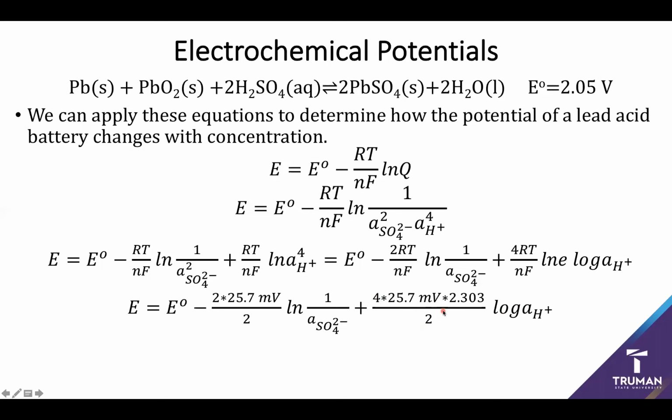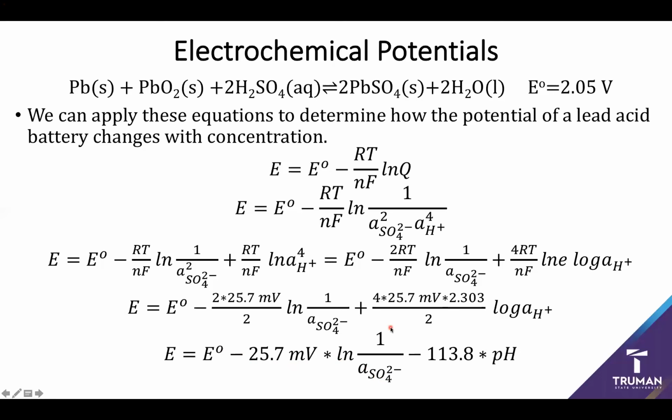Now we can play one last cute trick. So I can go ahead and cancel out the 2's in front of the activity of the sulfate. So now I have an expression with the potential is equal to the standard state potential minus 25.7 millivolts times the natural log of 1 over the activity of the sulfate. Now, if you so desired, you could treat this as plus 25.7 millivolts times natural log of the activity of the sulfate, again, in the numerator.